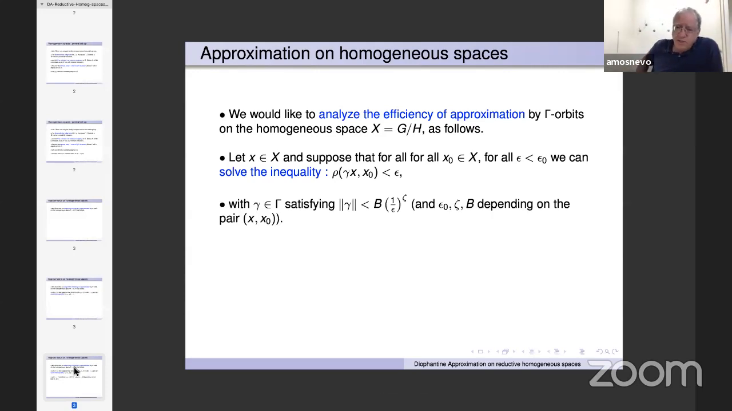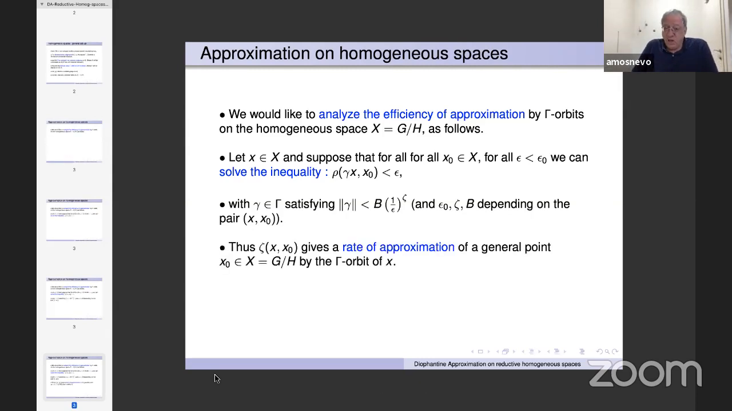and subject to the condition that gamma in gamma has norm or gauge which is bounded by a constant times 1 over epsilon to some power zeta. And so we are interested in approximating with this, we might call it a polynomial bound on the norm of gamma. And here epsilon naught, zeta, and b depend on the pair XX naught.